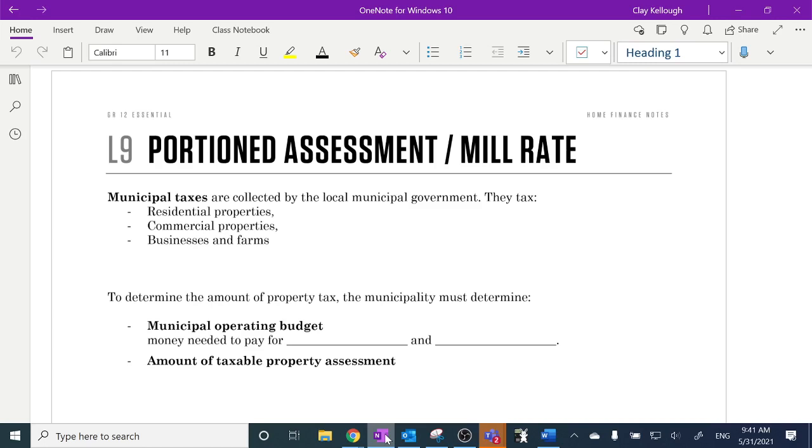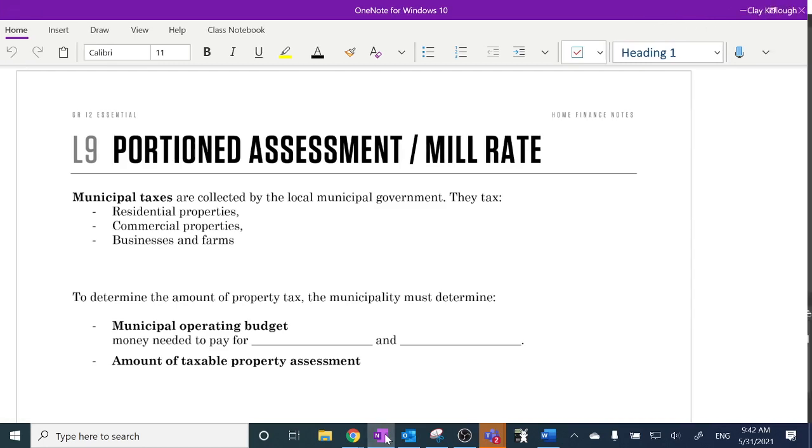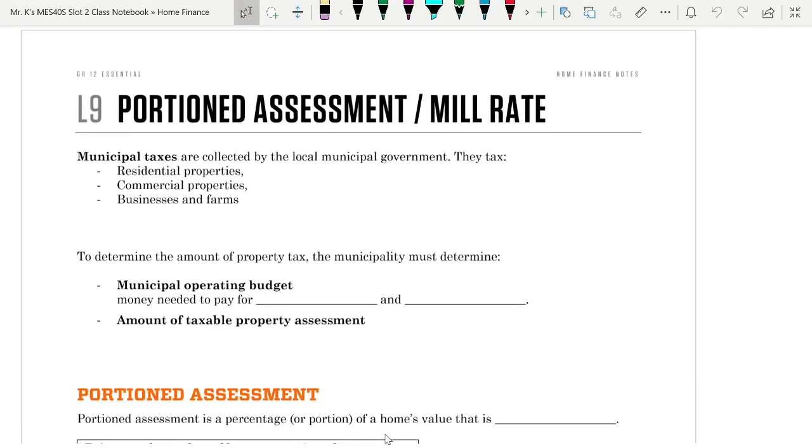All right. First of all, we're going to break down how taxes are collected. Municipal means the town or the area you live in, right? So your local neighborhood is your municipality, and municipal taxes are collected by the local municipal government. They tax residential properties, where people live, and commercial properties, where people do their businesses, stores, shopping centers, and of course businesses and farms. If you have an office building or run a farm, everybody pays taxes here.